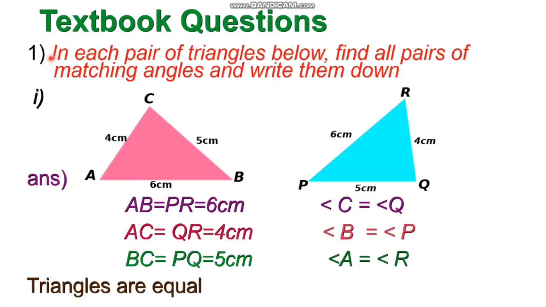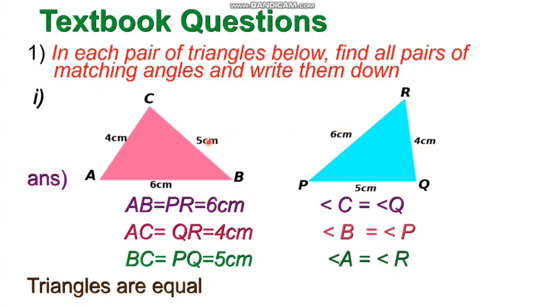First question. In each pair of triangles below, find all pairs of matching angles and write them down. Here matching angles means equal angles. Given two triangles ABC and triangle PQR. Look at the sides given, length of the sides 4, 5 and 6. And here also 4, 5 and 6.